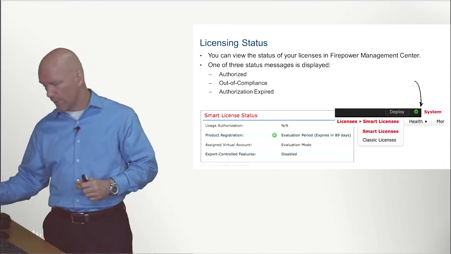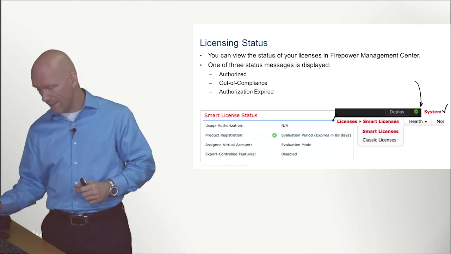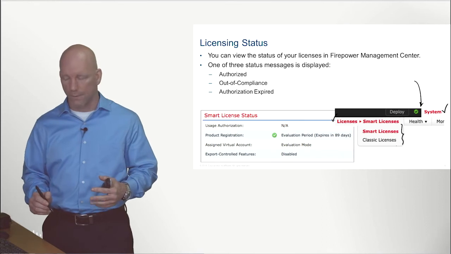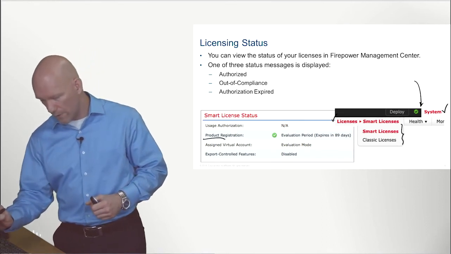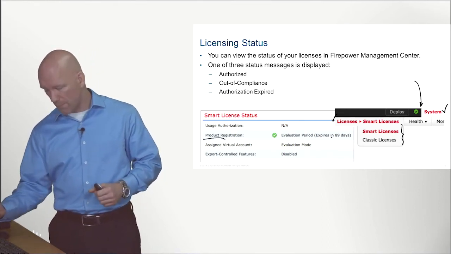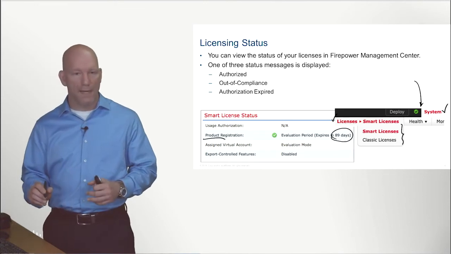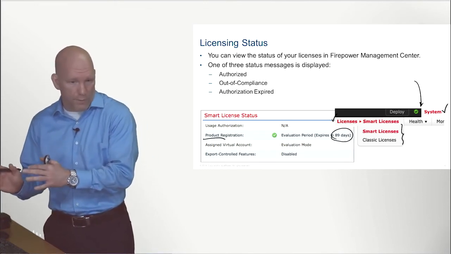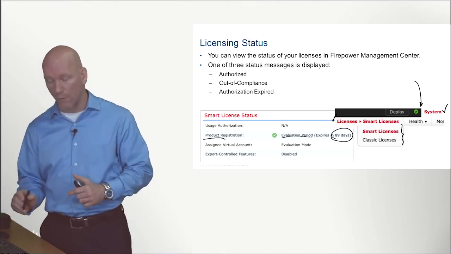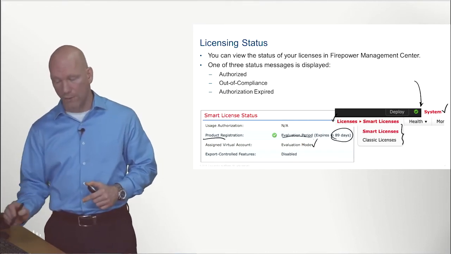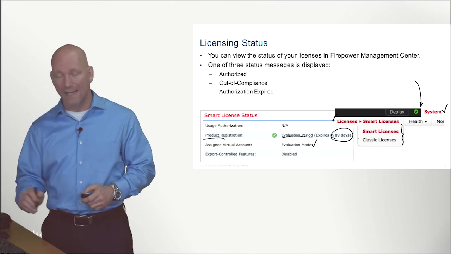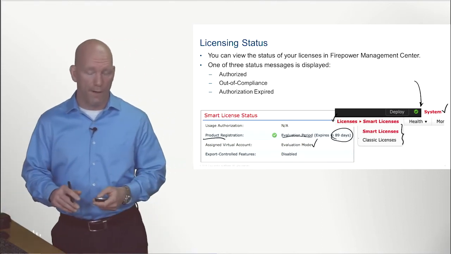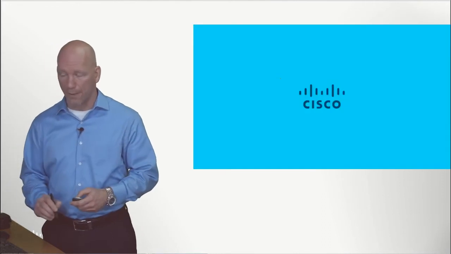So again, we would go under System, Licenses, and then please note you have either the Smart licenses or the Classic licenses. You can see registered products, and then I especially like the amount of days. So understand, yes, this is a registered product, sure, but it's registered under an evaluation period, evaluation mode, and it looks like you've got 89 more days to add in a license, or this feature is going to be unavailable, or out of compliance.